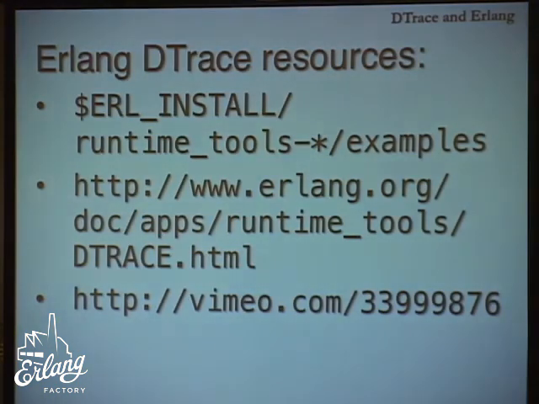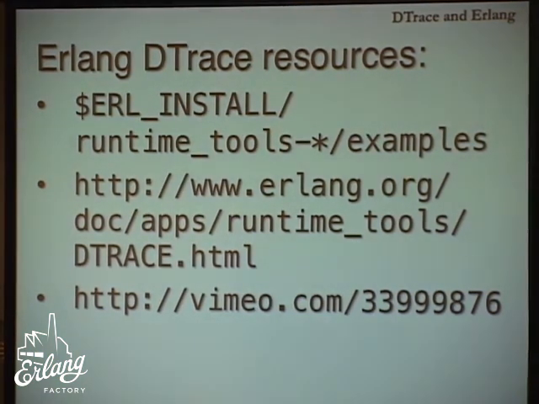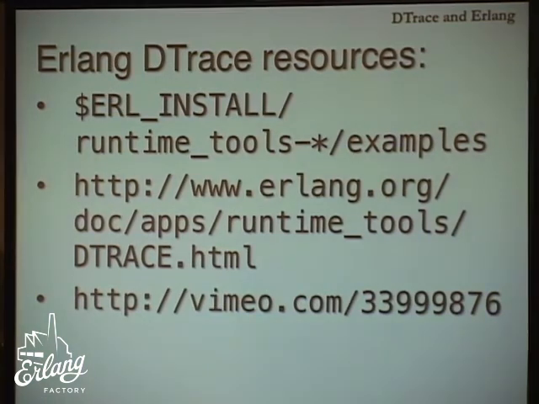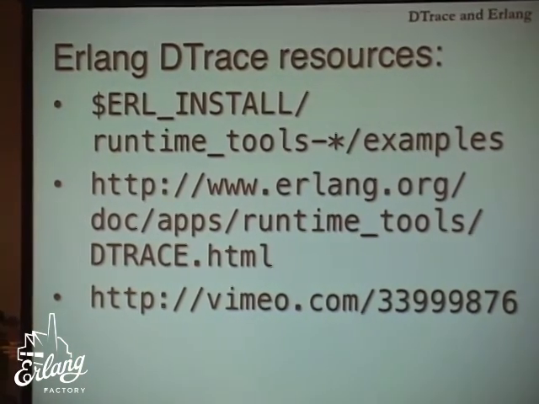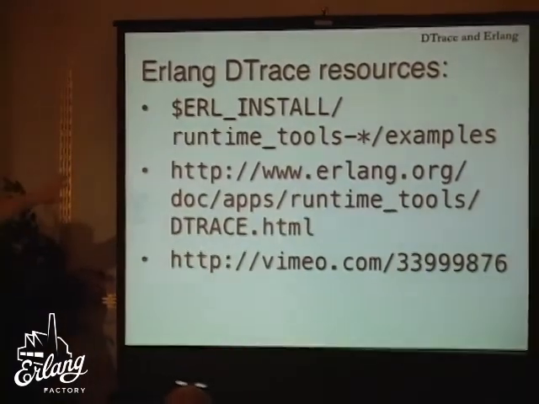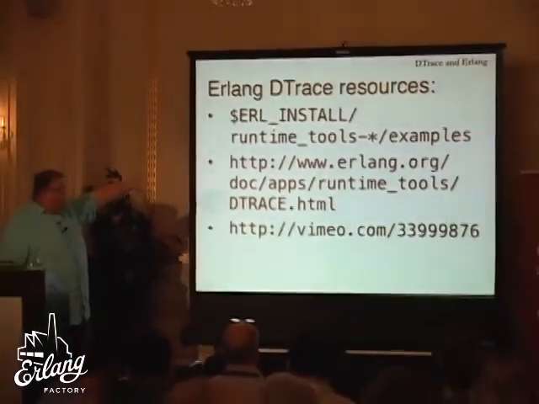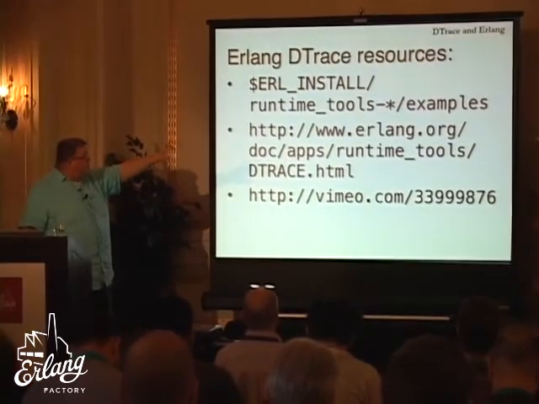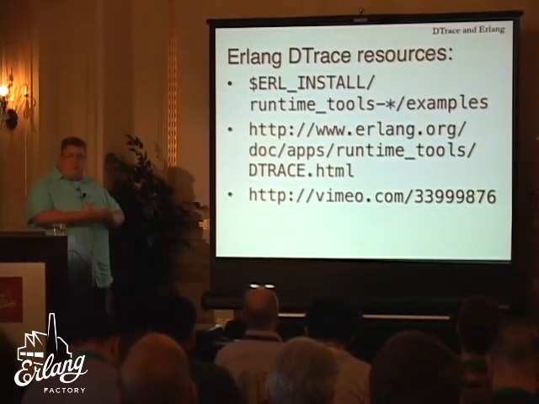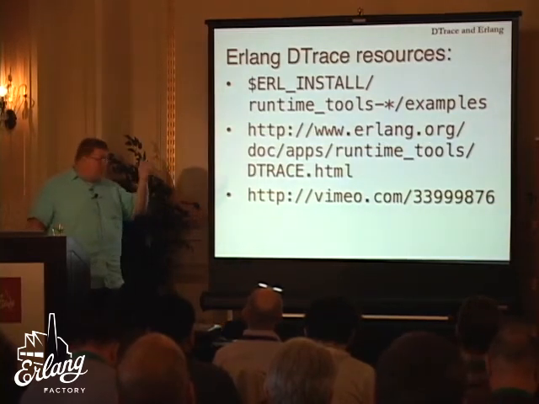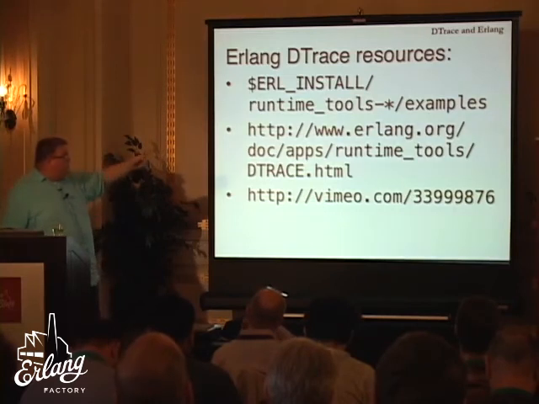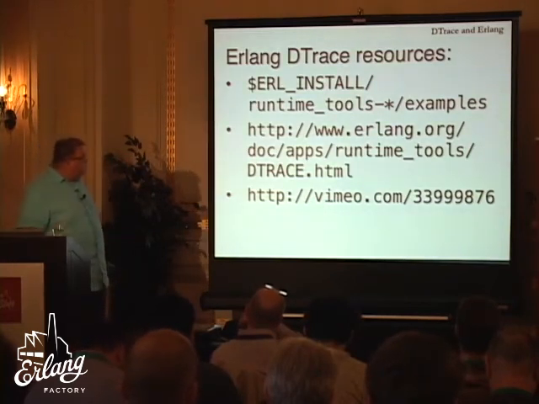All right. So Erlang DTrace resources. There's the erl install runtime_tools. DTrace comes packaged with a bunch of sample DTrace scripts that come with the OTP release. They're part of the library, so that would be a good place to look. Wherever you put your installation, in runtime_tools and the version string, there's a directory called examples. There's a bunch of DTrace scripts in there. The spawn exit DTrace script that I showed you came out of that directory. And then a lot of the other things kind of mashed up together.